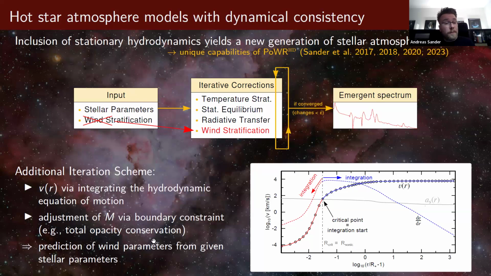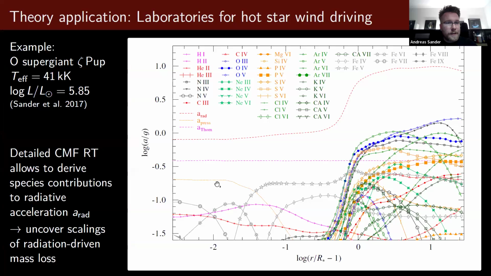And with this, you can, in principle, if you have all the necessary elements driving your wind and you have a radiation plus maybe gas pressure driven wind, you can predict the mass loss rates and also the wind velocity field. Now, this basically turns your stellar atmosphere model also into a theoretical laboratory. So in principle, you can now use the details and the numerically costly radiative transfer, turn that into an advantage and say, okay, if I have to include all of these ingredients, I can also figure out how all of these different ingredients contribute to the radiative acceleration of a stellar wind.